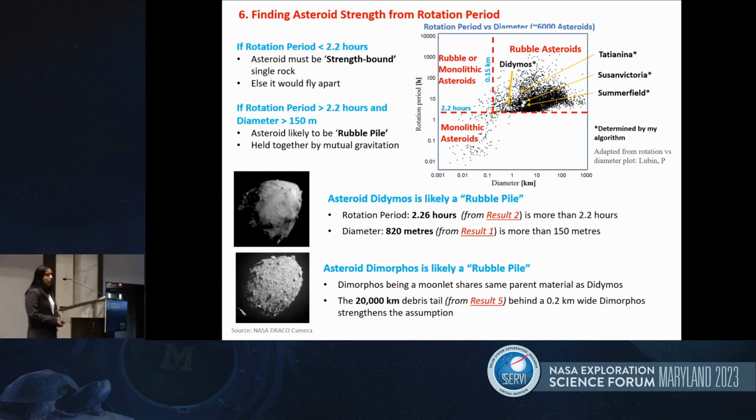Sixth, using the rotation period and the size of Didymos relationship, I was able to determine that it was very likely rubble-based. Seeing all the masses of ejecta ejected from Dimorphos, I saw that Dimorphos was also likely rubble-based.